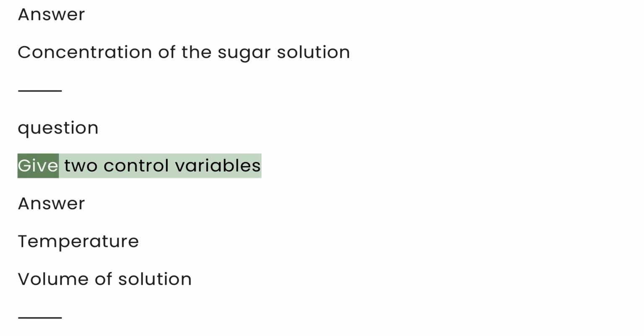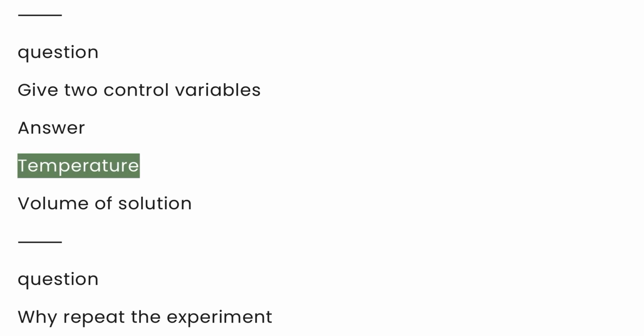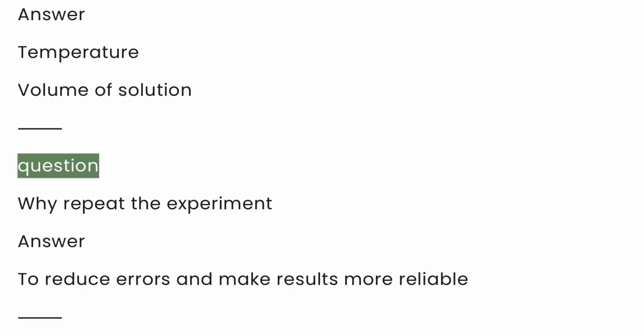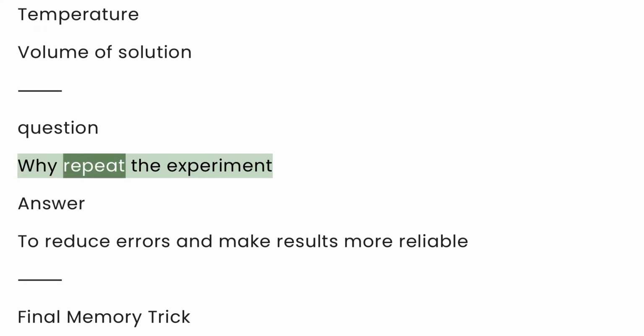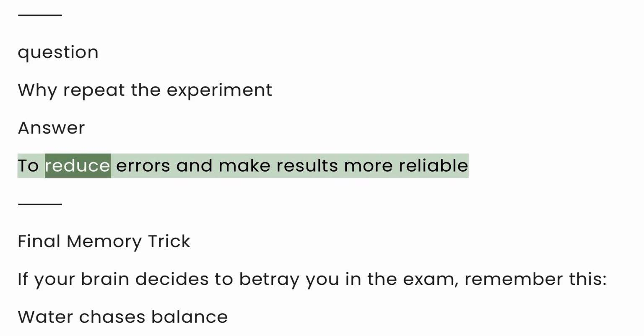Question: give two control variables. Answer: temperature, volume of solution. Question: why repeat the experiment? Answer: to reduce errors and make results more reliable.